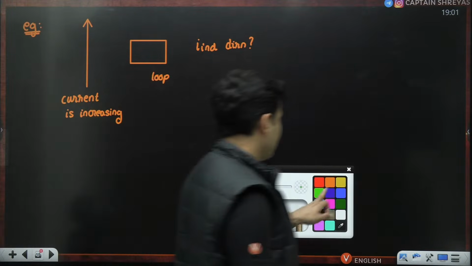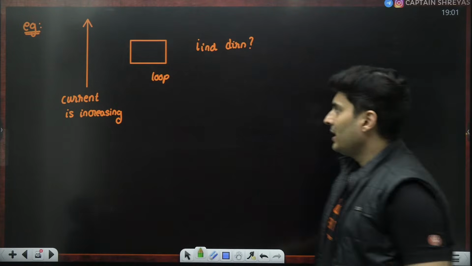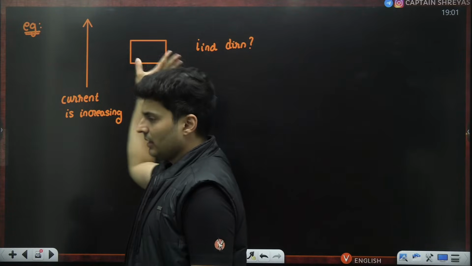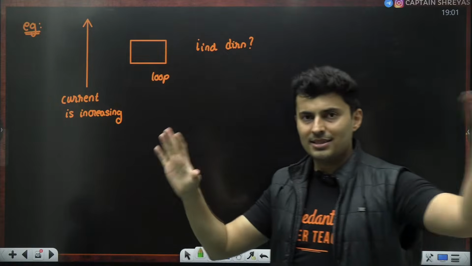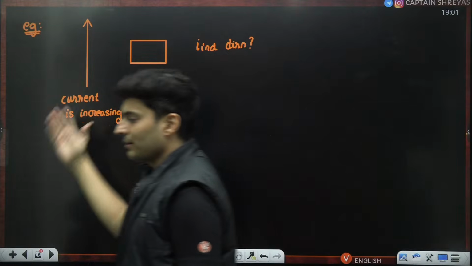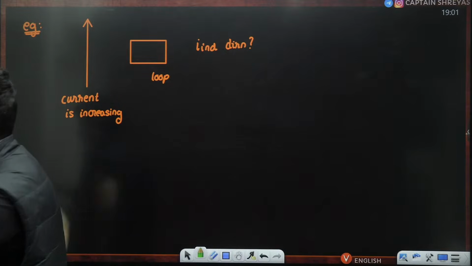It's also very interesting again. First of all, realize the current in this wire is increasing. This is not connected to anything, it is just beside it in the same plane. What will happen because the current is increasing?